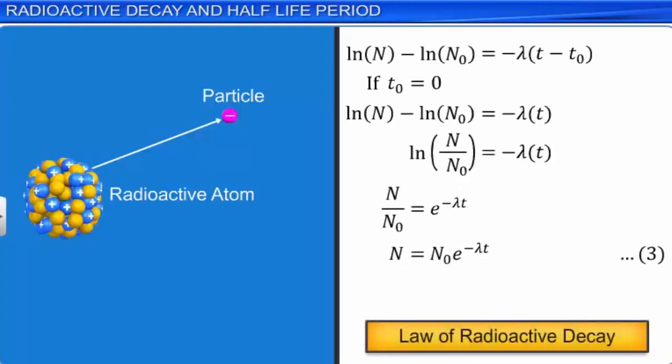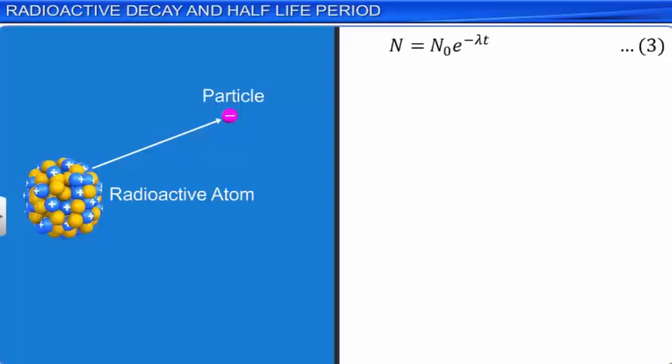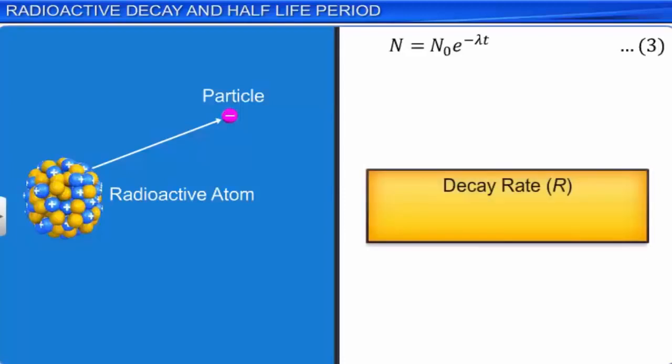In general, we are interested in the number of nuclei decaying per unit time than the number of nuclei present in the sample. Number of nuclei decaying per unit time is known as the decay rate and is denoted by R. R is equal to minus dN by dt. Let this be equation 4. Decay rate R is also called the activity A of the sample.